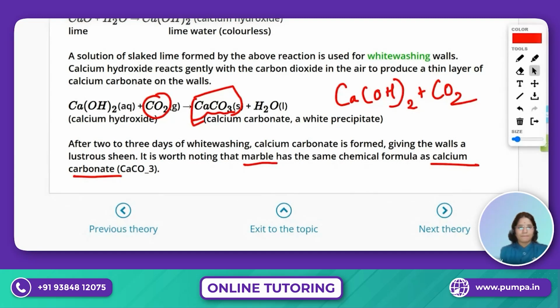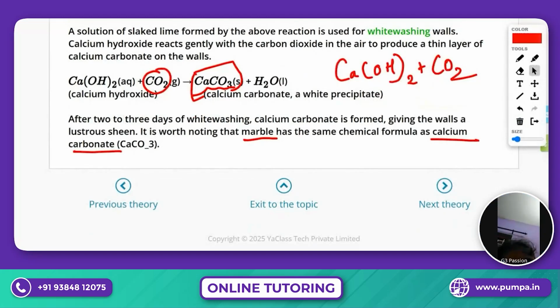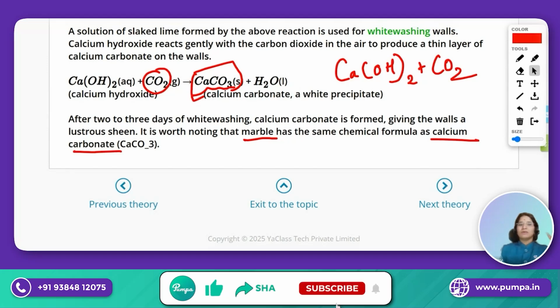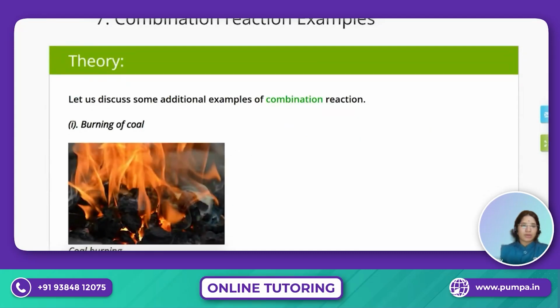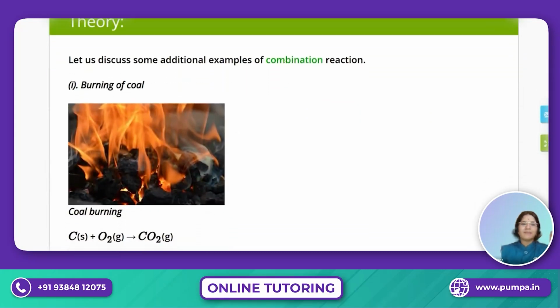Yes, ma'am. Okay, further, when you are reacting this calcium hydroxide with carbon dioxide, what is forming? Calcium carbonate is forming. So, calcium carbonate is a precipitate, okay, which is also present in the marble. Okay, so now the next is, we are going to look at some examples of combination reactions.